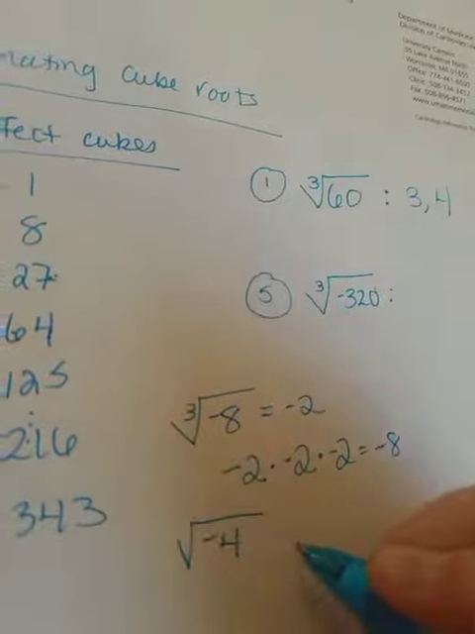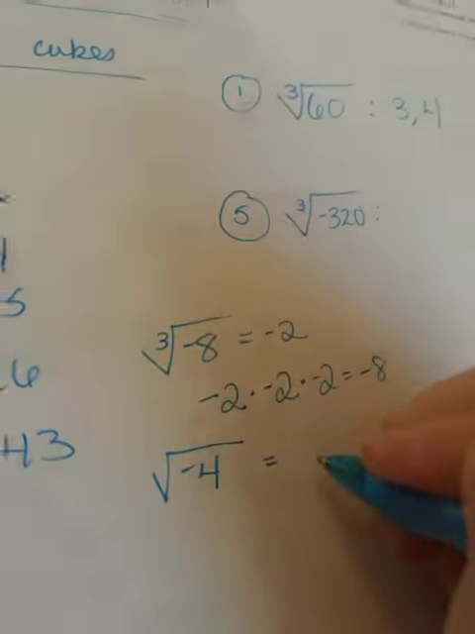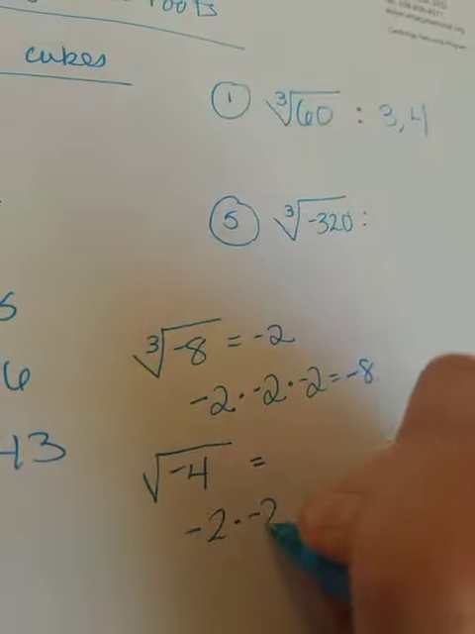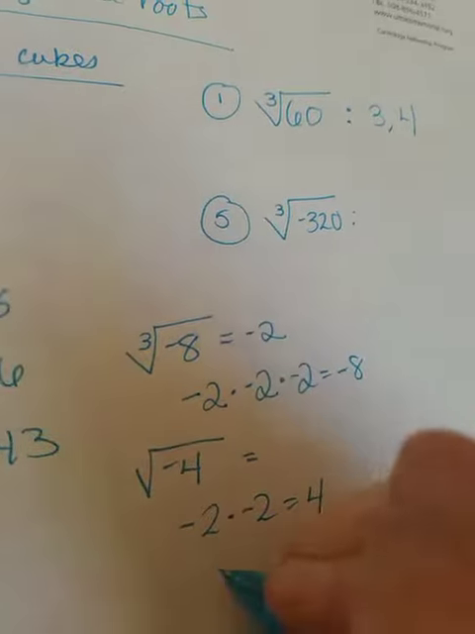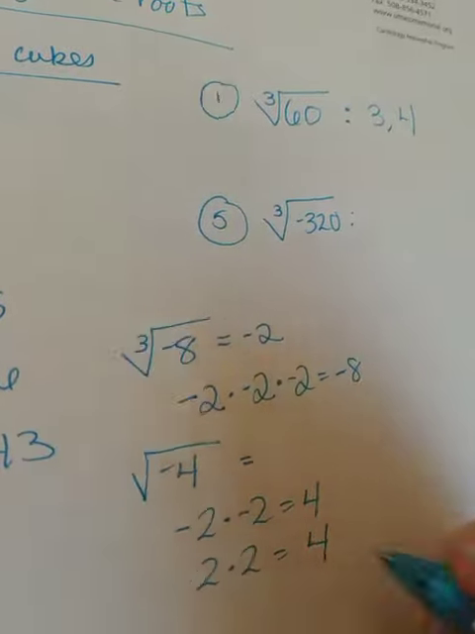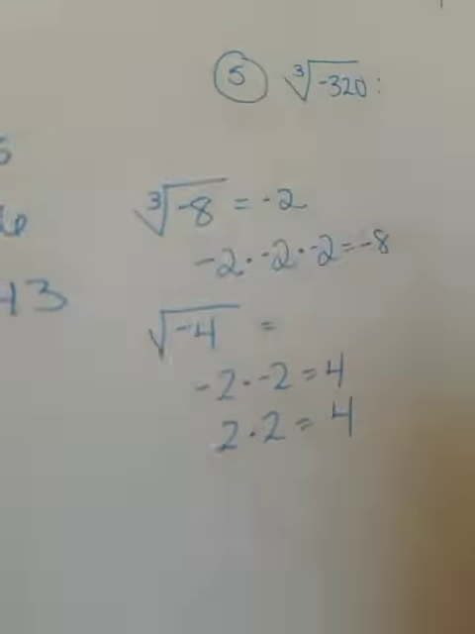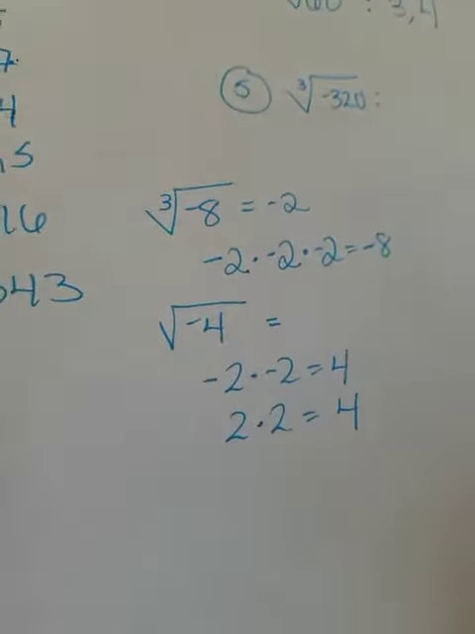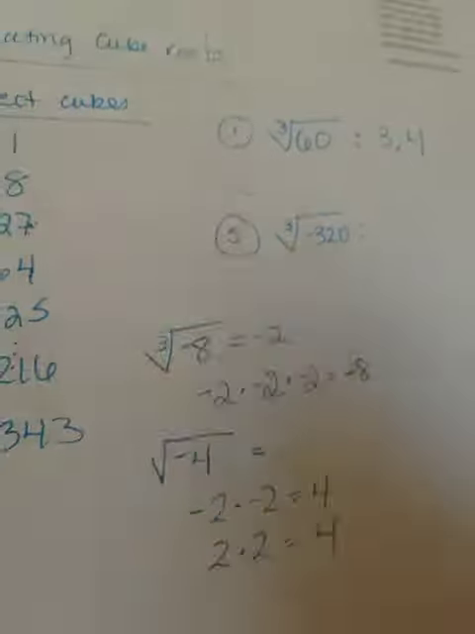Like we know in the real number world, we can't take the square root of negative 4. Why? There's no answer to this, because negative 2 times negative 2, that's 4, not negative 4. 2 times 2 gives us 4, not negative 4. And the square root means it has to be the same number. So it's not like you could do negative 2 and 2. We've had that conversation. I hope you remember it.